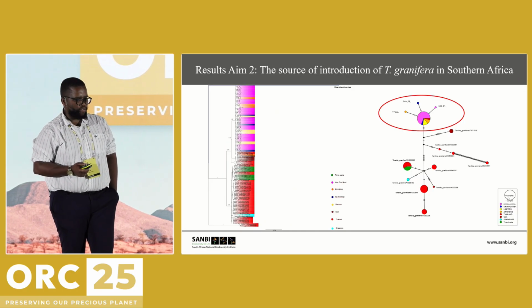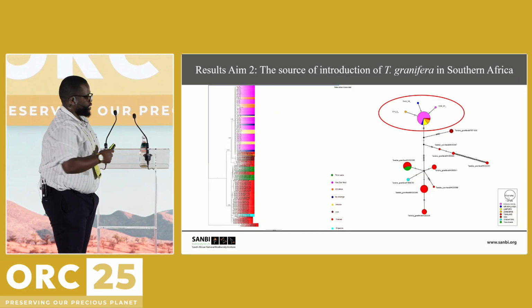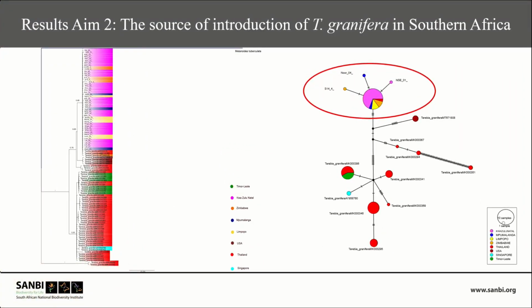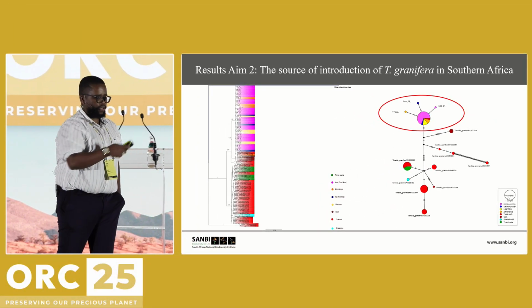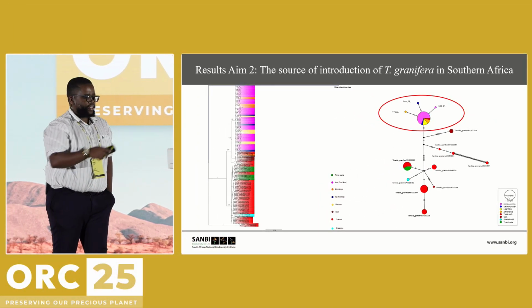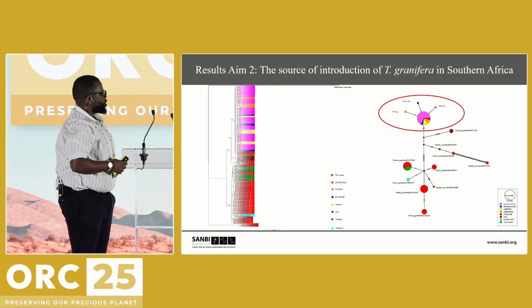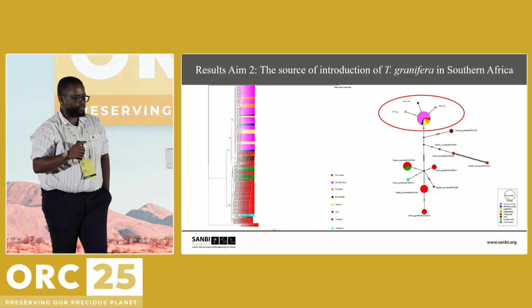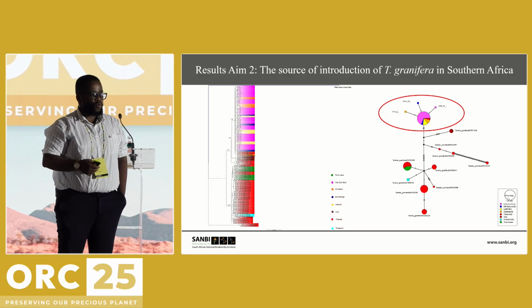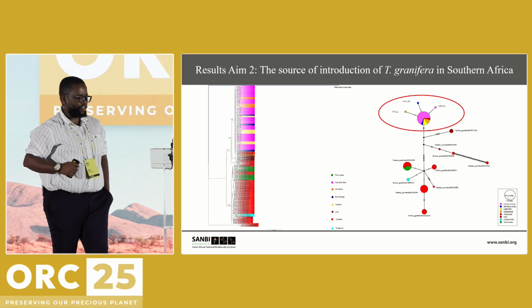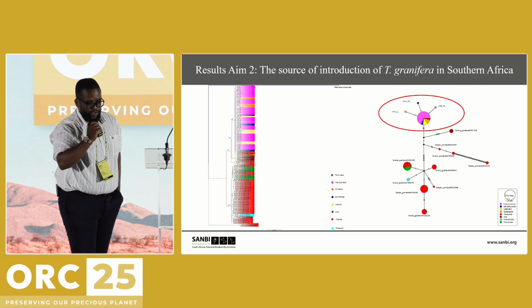Moving on. What you see there is a phylogenetic tree and a haplotype network. Both of these figures represent the same thing, so I'll focus on the haplotype network, and I've highlighted in red what I'm going to be speaking about. In South Africa, this is a portion of an ongoing work where we are looking at the source of introduction of Tarebia.